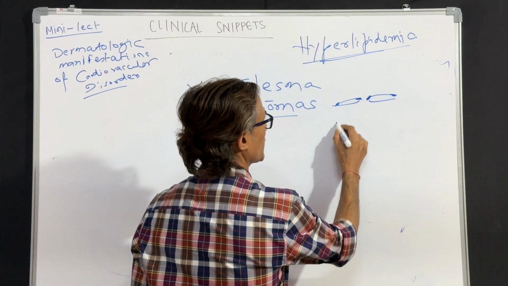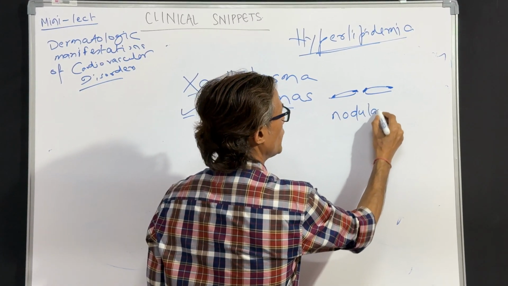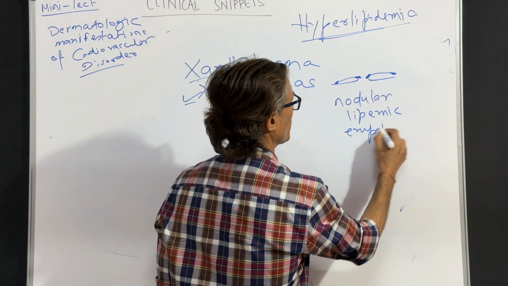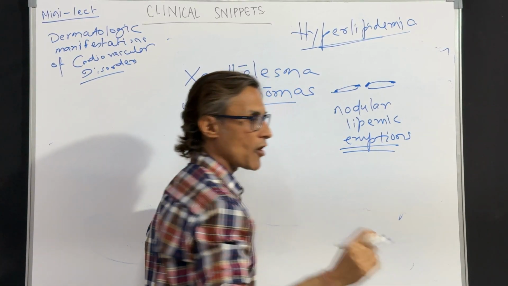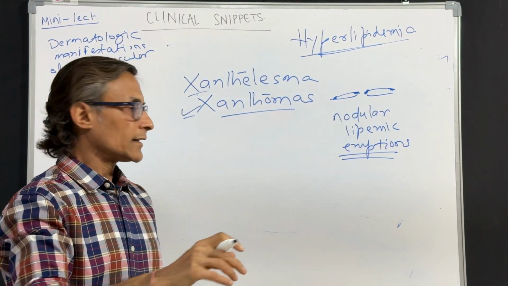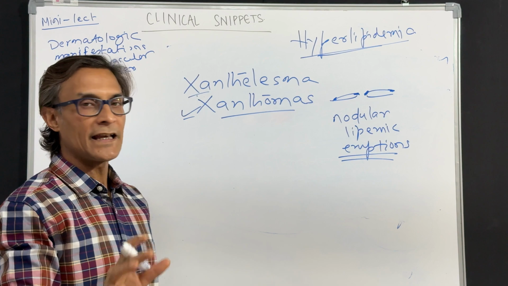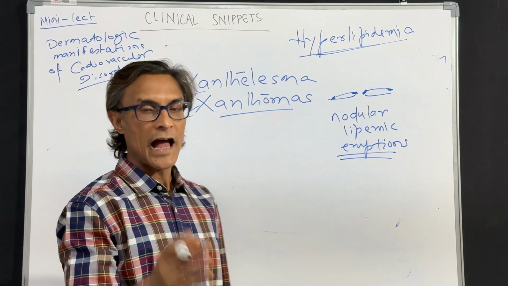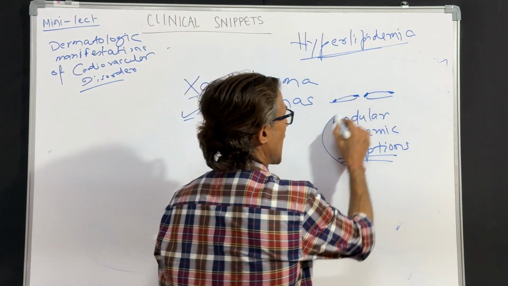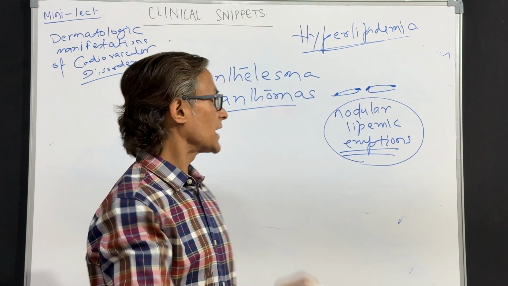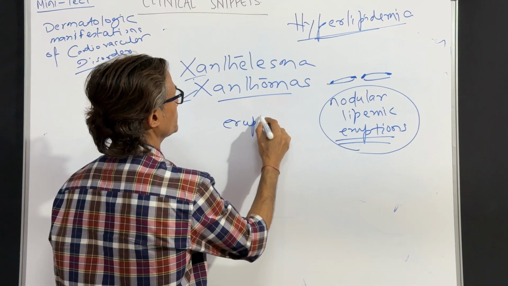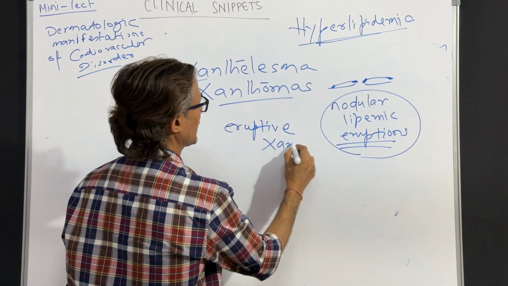Xanthomas are nodular lipemic eruptions. Small, again yellowish discoloration, small nodular deposits. They appear in crops, and usually they are seen in the legs, thighs, buttocks, shoulders, arms. So when these kind of lipemic eruptions are there, those are known as eruptive xanthomas.